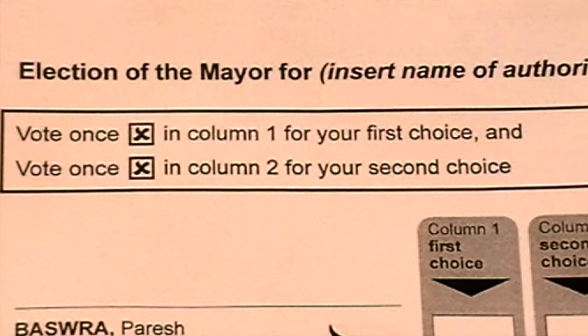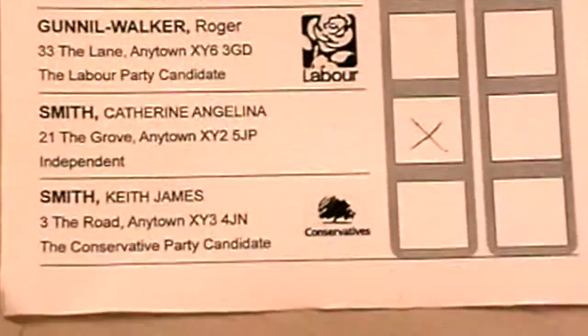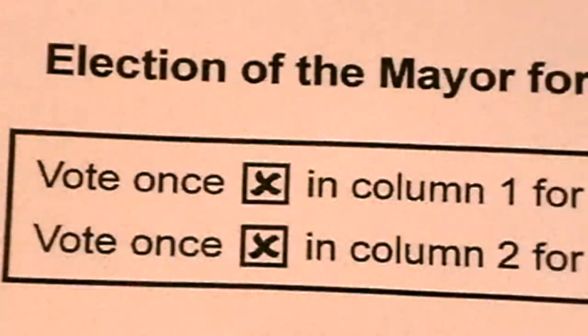When voting in the mayoral election, the ballot paper will be salmon-coloured. This election determines who will lead Copeland Borough Council. Again, this ballot paper lists names of candidates in alphabetical order, with the addresses of candidates and their political party where applicable. Beside their names are two columns, one for your first choice of candidate and one for your second choice. This is called a supplementary method of voting.